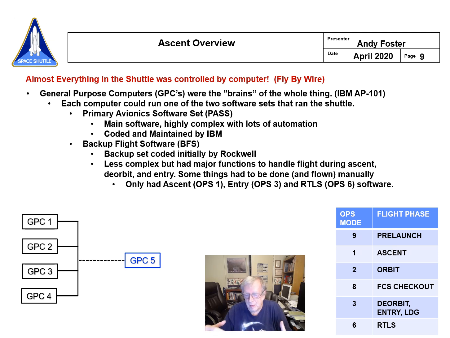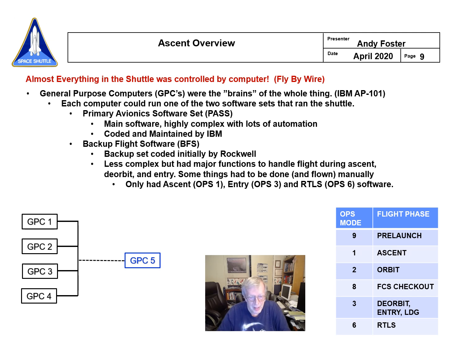Now, over here on the right, you have the ops modes, or this is how the software was broken down functionally. Pre-launch was ops 9, ops 1 was ascent, ops 2 was orbit, ops 8 was FCS checkout, ops 3 deorbit and entry, and ops 6 is RTLS. So you'll hear me start talking in a minute about ops modes, and that's essentially telling you we're using a piece of the software. Actually, I think BFS had ops 1, 3, and 6, and PASS had all the others.